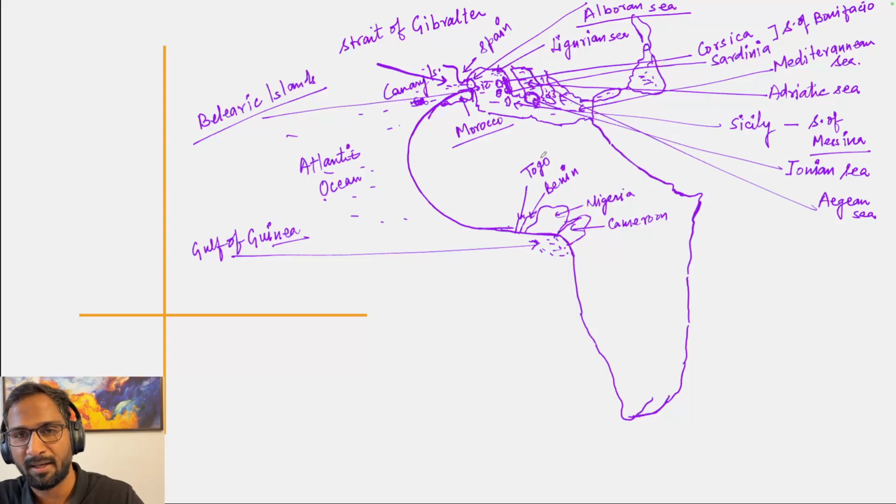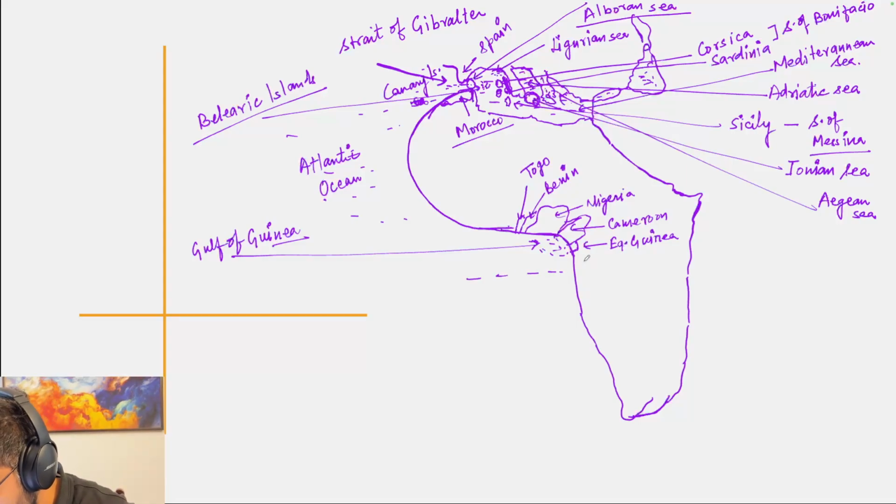So I'm not discussing all the countries of Africa. Africa comprises more than 50 countries, so it is not practically possible to remember all the countries. So important locations where we are figuring out the countries. Anyway, then if you move further south of Cameroon, over here you will find a small country called Equatorial Guinea.